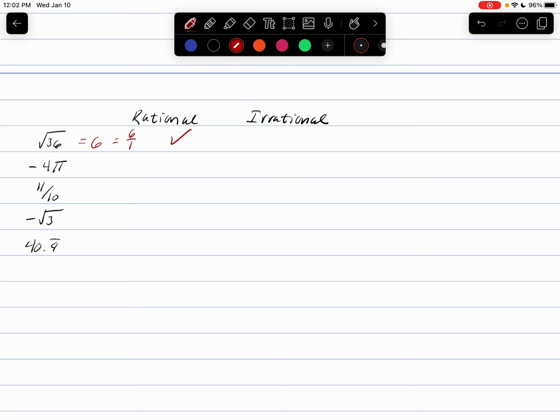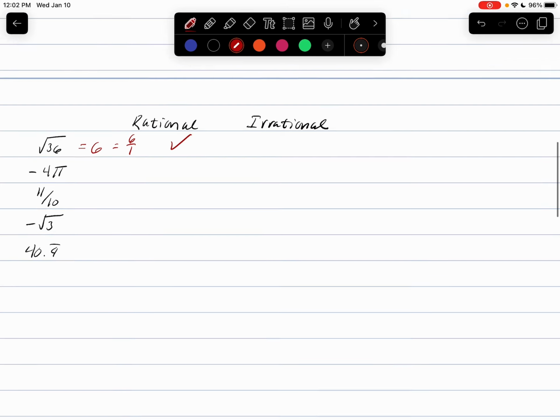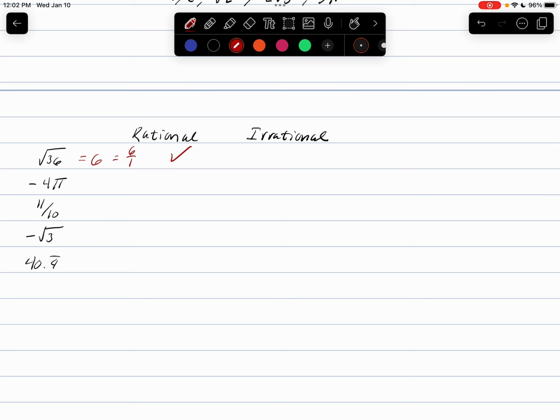Let's take a look at negative 4 pi. Well, we just previously said that if we have an irrational number multiplied by any non-zero integer, it is an irrational number, and we already defined pi to be an irrational number, so we're going to call this an irrational number. How about 11 over 10? Now, 11 over 10 is already written nicely as a fraction, so this is simply a rational number.